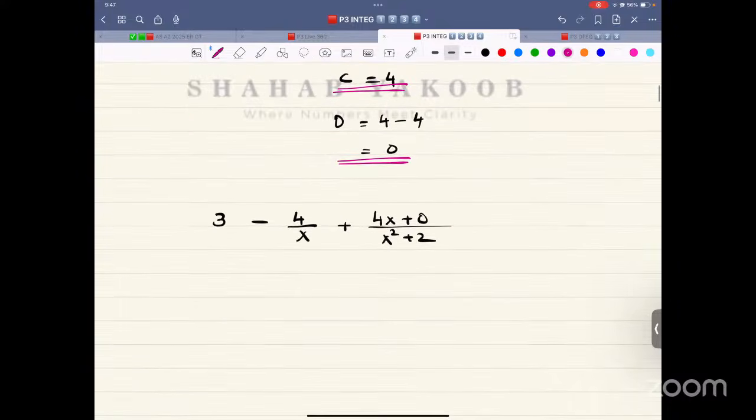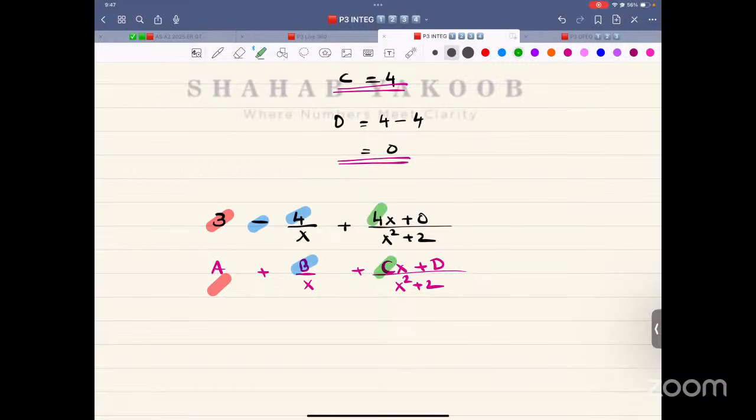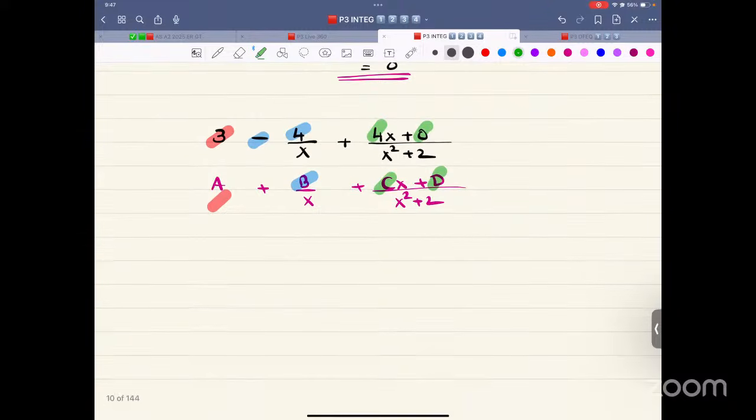So now we have this A, this is B over X, this is Cx plus D over X squared plus 2. So now these are the values that we find. So A is 3, and then B is -4, and then C is 4, and then D is 0. That's how you find it. Now the question is technically about integration. This was a brush up of partial fraction. Everyone, I hope, is aware of partial fractions.